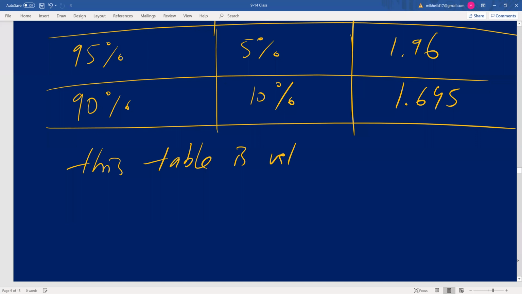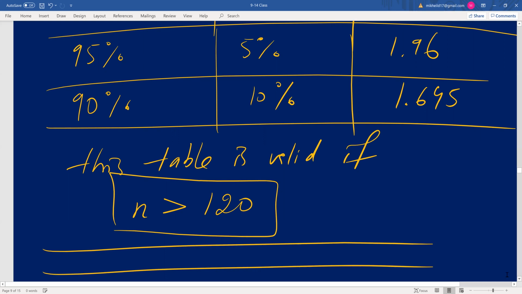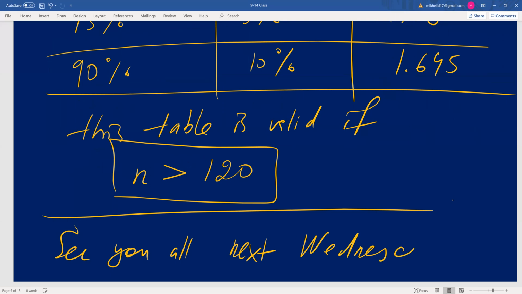Professor, is this the T table or something? This is table 1 that I have not yet explained. So I will continue from here next Wednesday. That's all for today, guys.